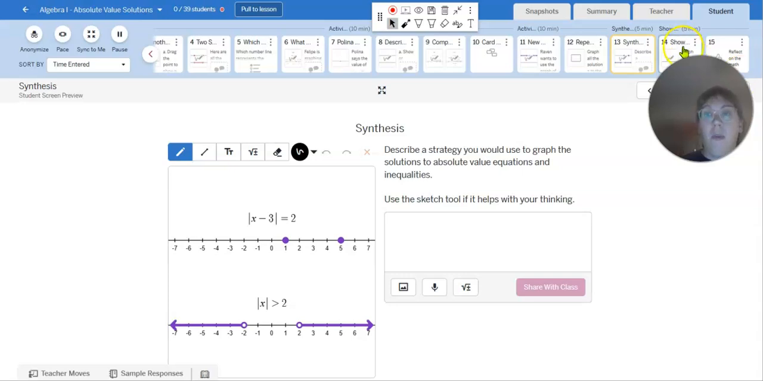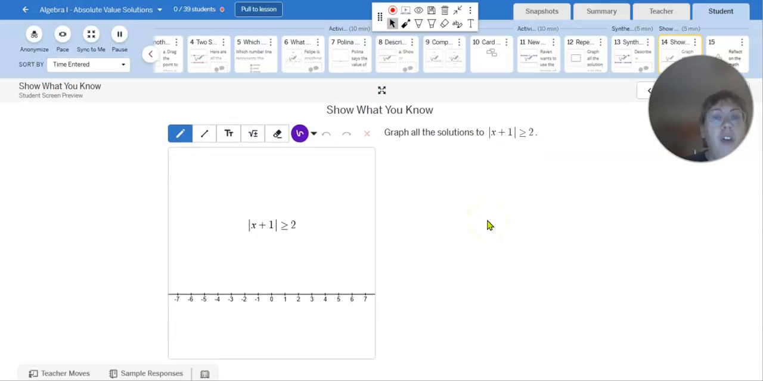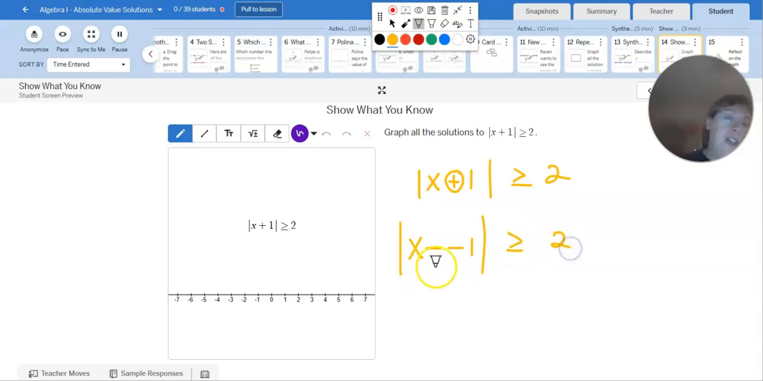And then we have one more on slide 14, which says graph all the solutions to the absolute value of x plus 1 is greater than or equal to negative 2. Now, we're looking at the distance from negative 1. Remember, when we see this plus sign here, it was x minus a negative 1. So the distance from negative 1 is going to be greater than or equal to 2.